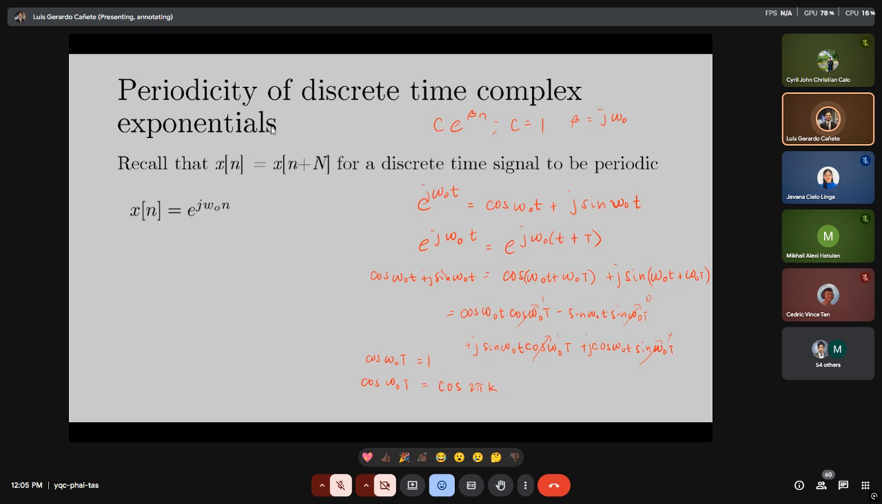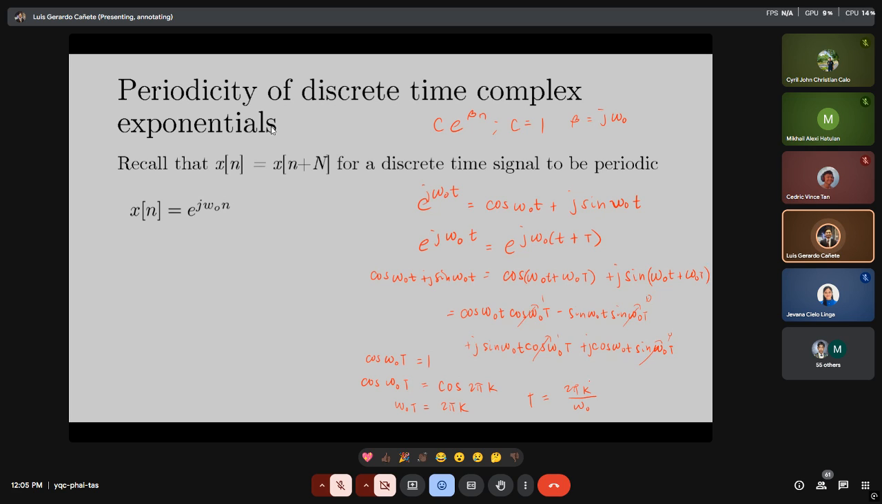When k is equal to 1, cosine 2 pi is 1. When this is -1, it's still 1. When it's -2, it's still 1. It's always going to be 1, right? So that means that we should be able to assign this and that, right? So that we can then show that omega o times tau is really going to be equal to 2 pi times k, right? And that therefore means that tau should be equal to 2 pi times k over omega o, right?